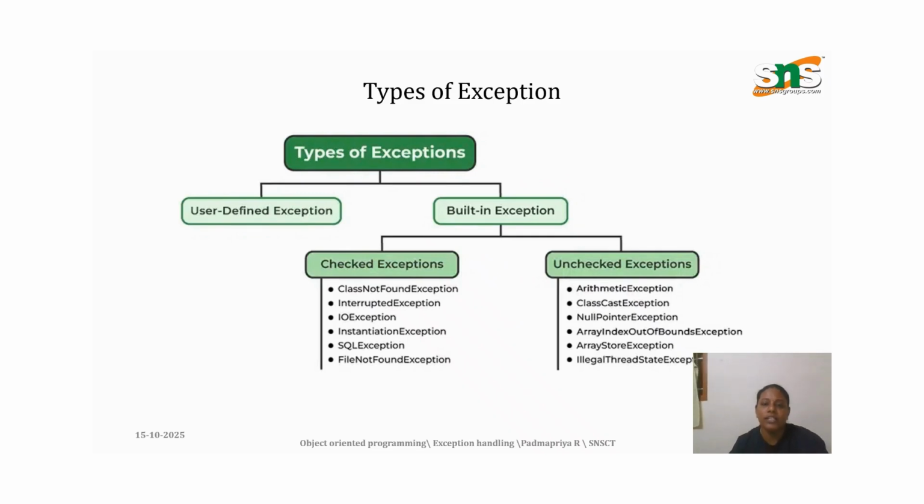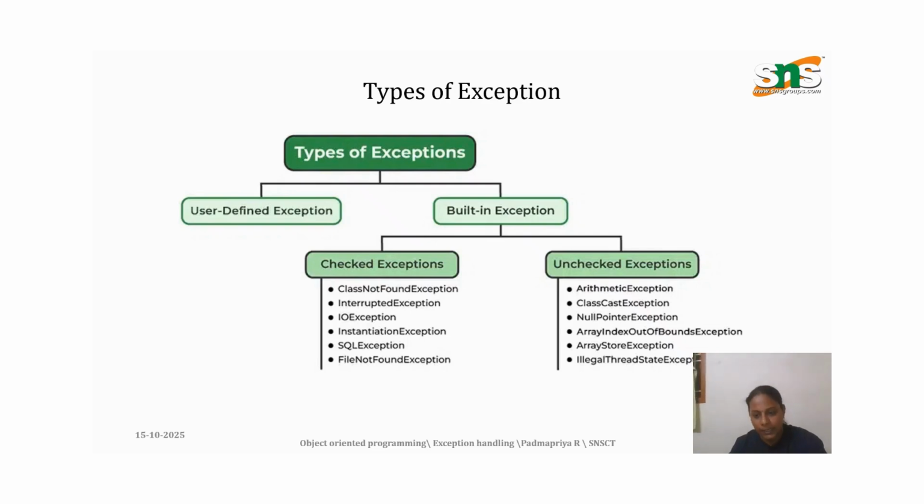Generally, what are the types of exceptions? There are two types of exceptions: user defined exceptions and built-in exceptions. Under built-in exceptions, there are checked exceptions and unchecked exceptions. Under checked exceptions, the exceptions that come are class not found, interrupted, IO (input output) exceptions, instantiation exceptions, SQL exceptions, and file not found. These are all the exceptions that come under the checked exceptions.